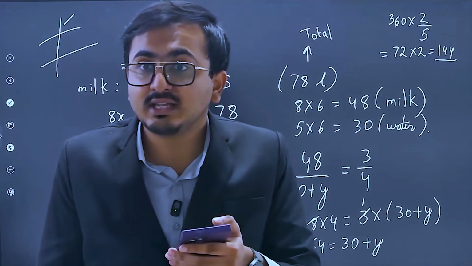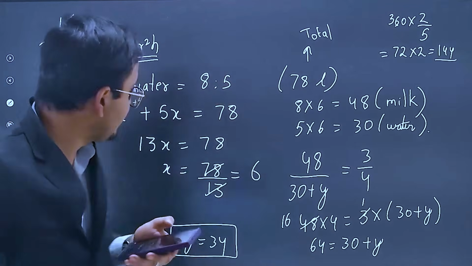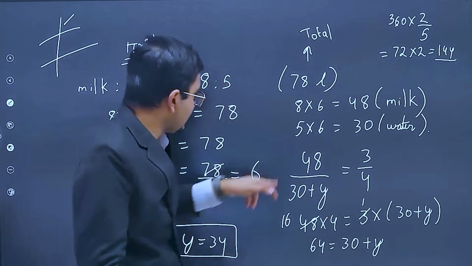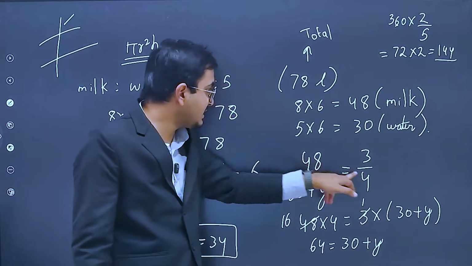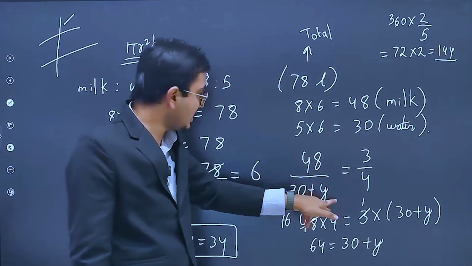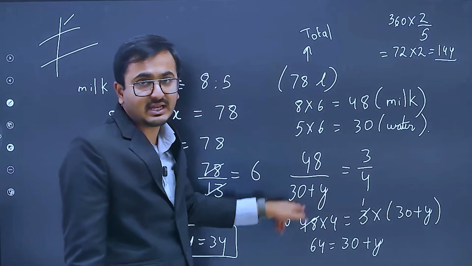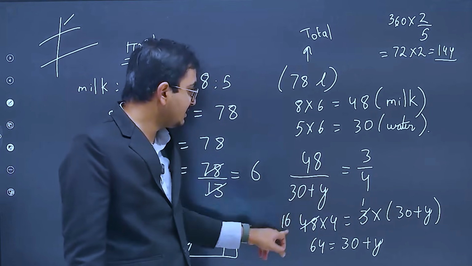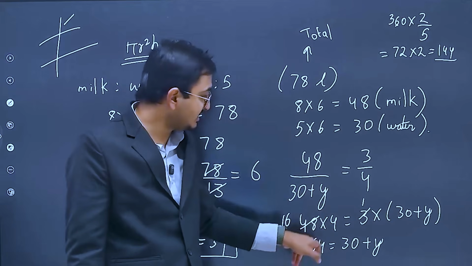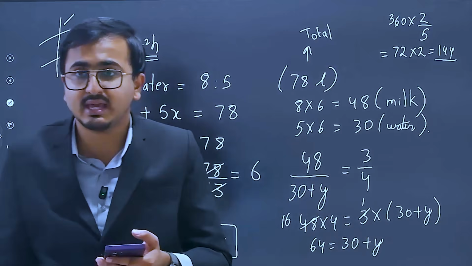Sir, 48/(30 + y) = 3/4. Yes, see, I have multiplied 48 into 4 and 30 into (30 + y). So 3 ones are 3, 16 threes are 48. I have cancelled both the sides. 16 into 4 is 64. 64 equals 30 + y. So y is 34.